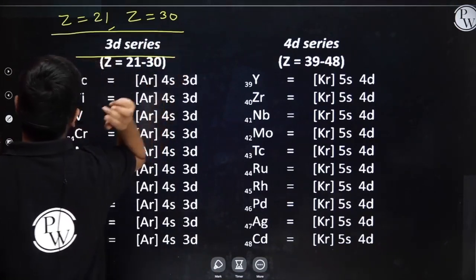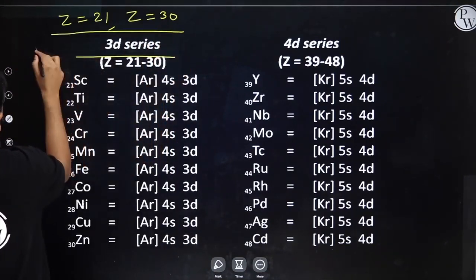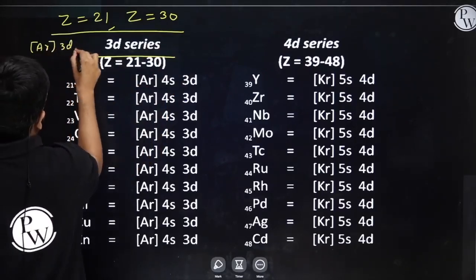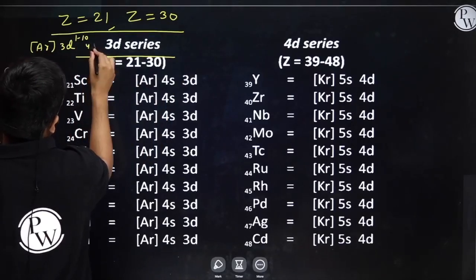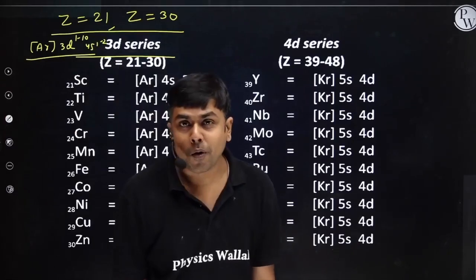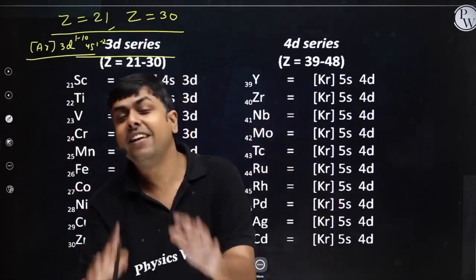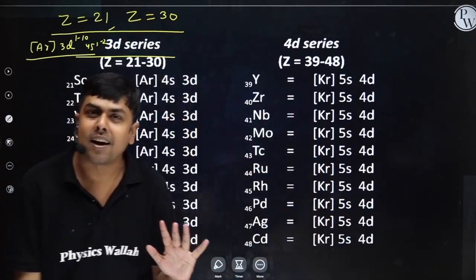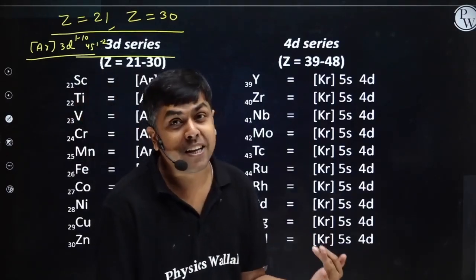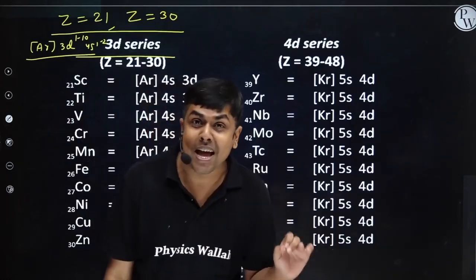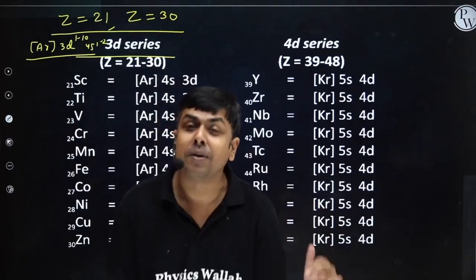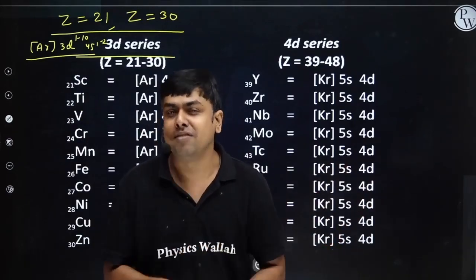If I talk about the general configuration, it has the general configuration argon 3d1 to 10, 4s1 to 2. Students, the elements present in this 3d series are scandium, then titanium, then vanadium, then chromium, manganese, then iron, cobalt, then nickel, copper, and then at the end zinc.